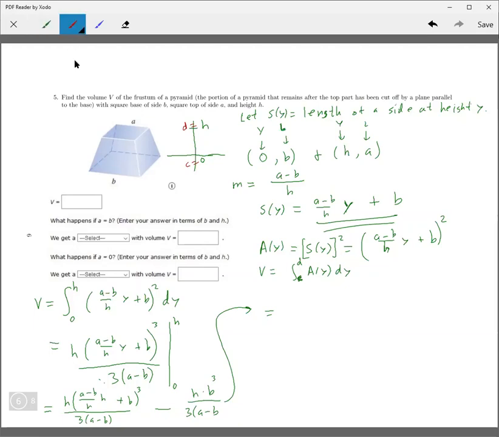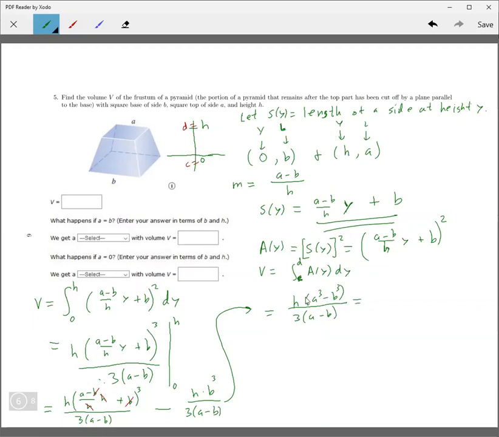Okay, now these h's are going to cancel. When you have a minus b plus b, so those b's are going to cancel. Now this h, so you have, this is basically just a cubed. So the numerator is h times a cubed minus b cubed. And the denominator is 3 times a minus b.